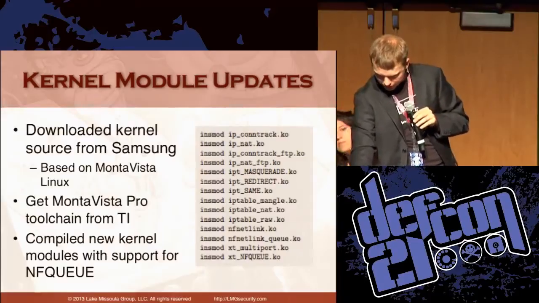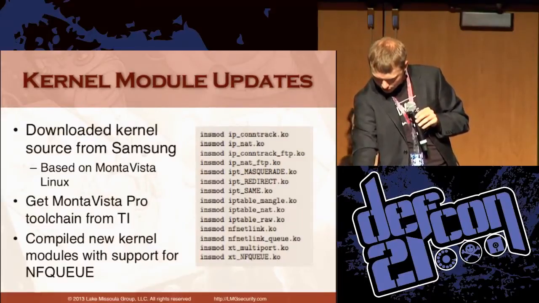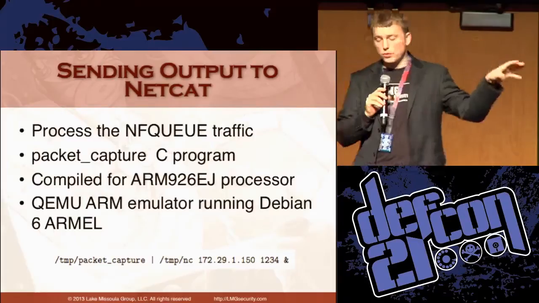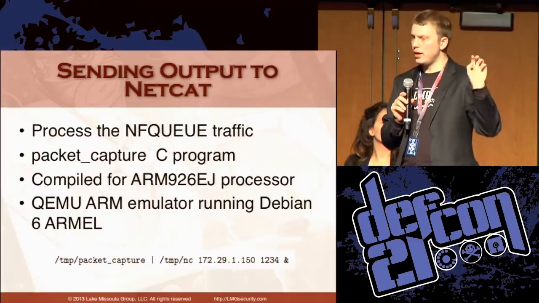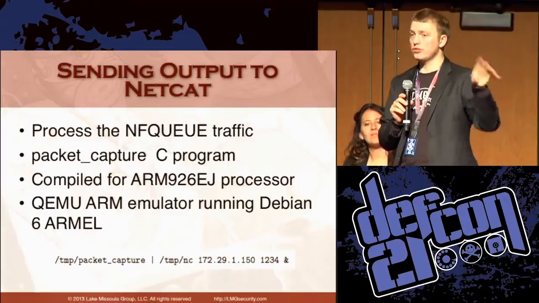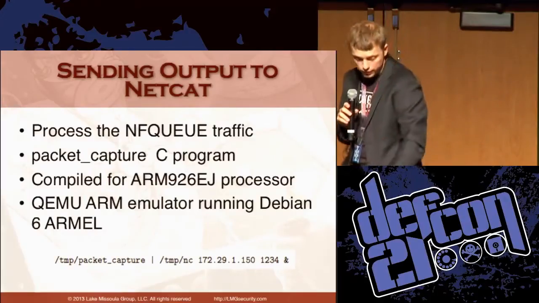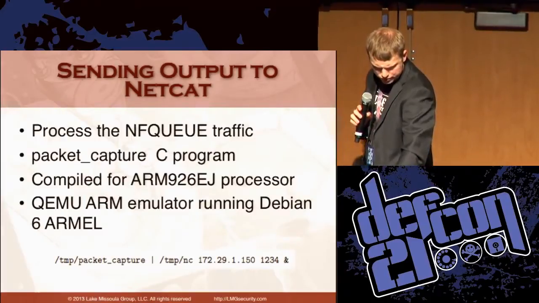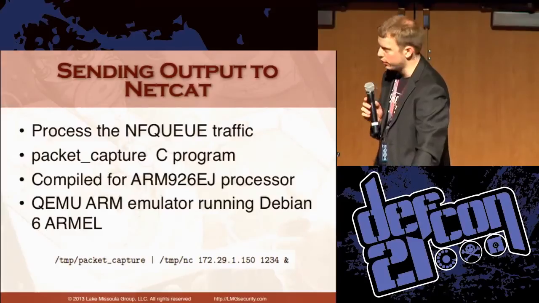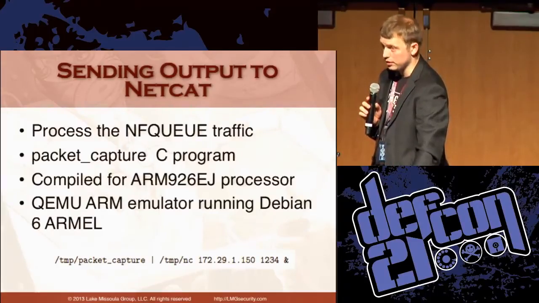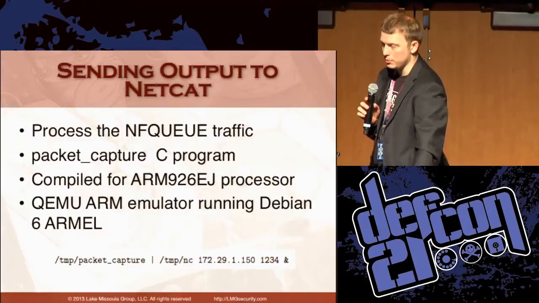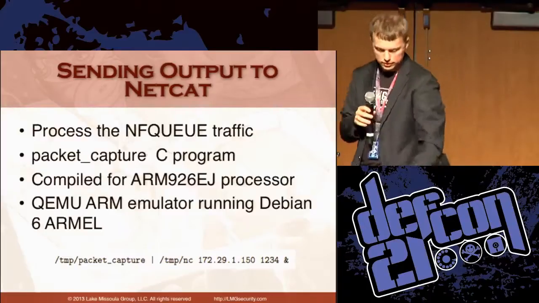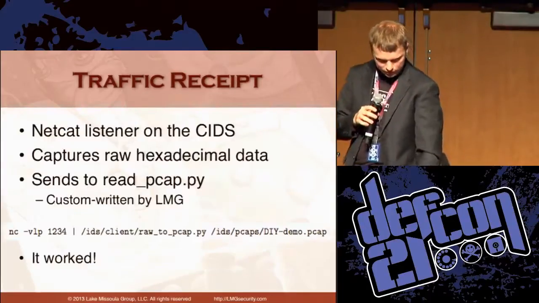So, oh yes, here's all that stuff I was just talking about. Got ahead of myself. Kernel modules, iptables. So we wrote a little C program that we just then compiled statically for ARM that just pulls the packets out of the queue and sends them off. This is an ARM926EJ processor. Rather than dealing with cross compilers, we just started up a Debian ARM emulator in QEMU. I found that to be a much simpler solution for compiling binaries, because cross compiling makes my head hurt sometimes.